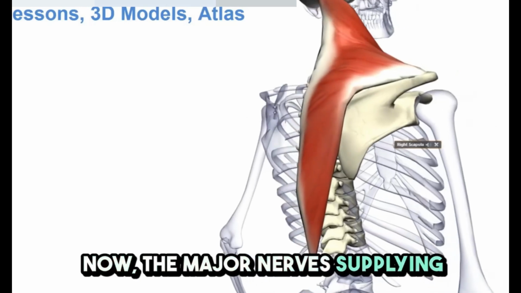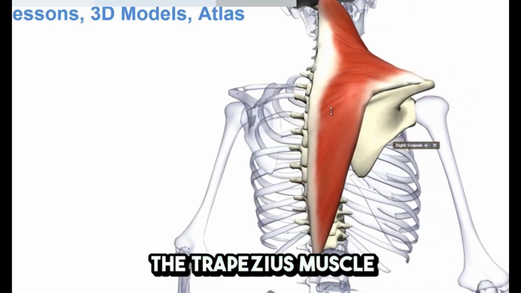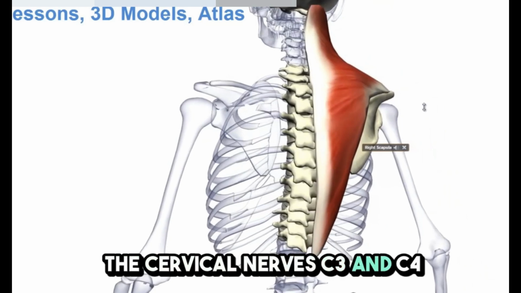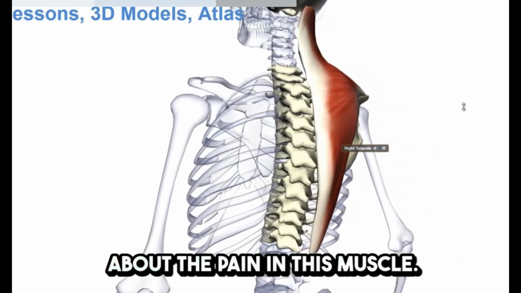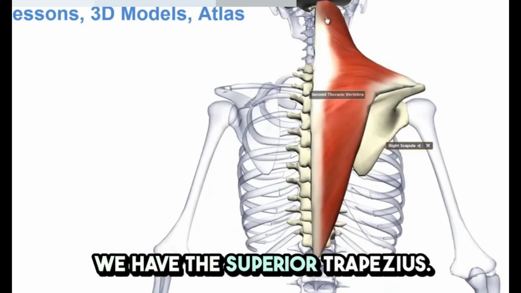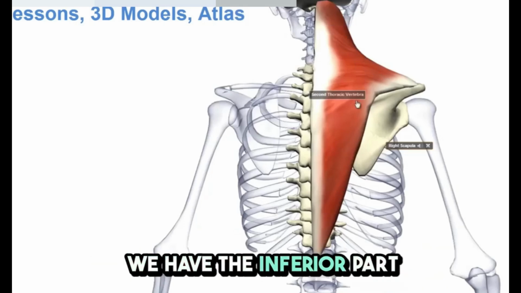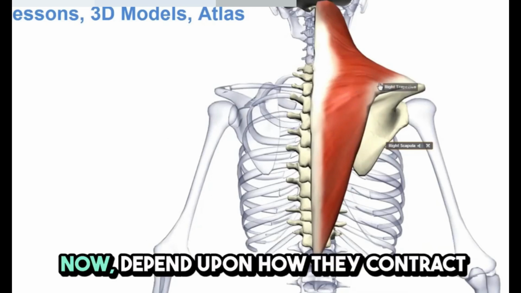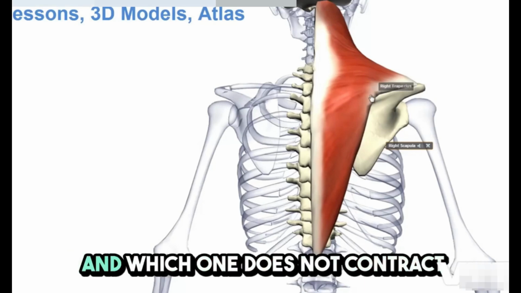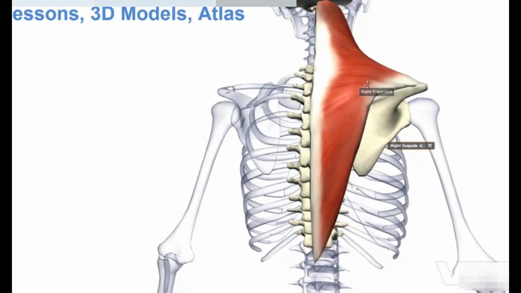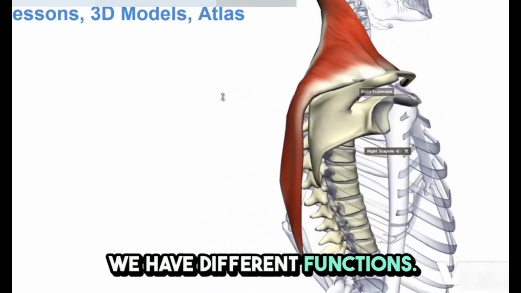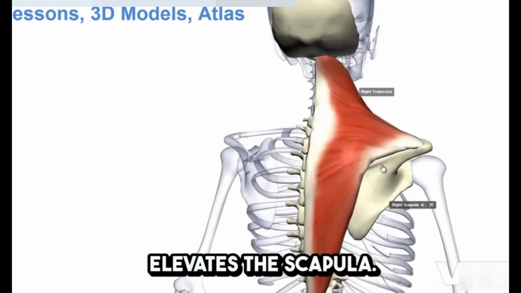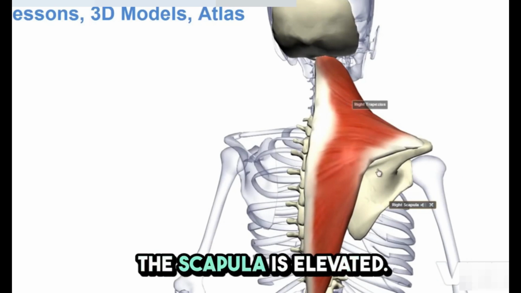Now the major nerve supplying the trapezius muscle is cranial nerve number 11. The cervical nerves C3 and C4 receive information about the pain in this muscle. We have the superior part of the trapezius, the inferior part, and the middle part. Depending upon how they contract and which one does not contract, we have different functions. Now, this is very logical. The superior part here elevates the scapula. When this contracts, the scapula is elevated.